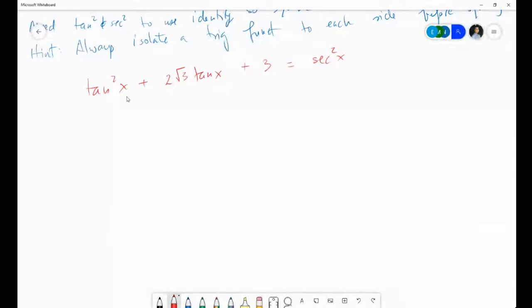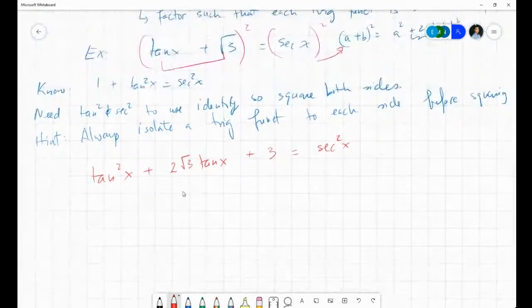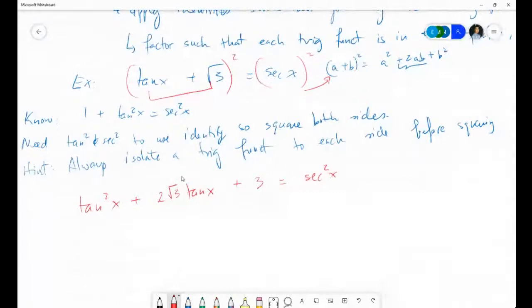Can I apply any identity? Professor, I thought we already applied the Pythagorean identity in order to get this current equation. No, we didn't apply it. We squared both sides to get here.